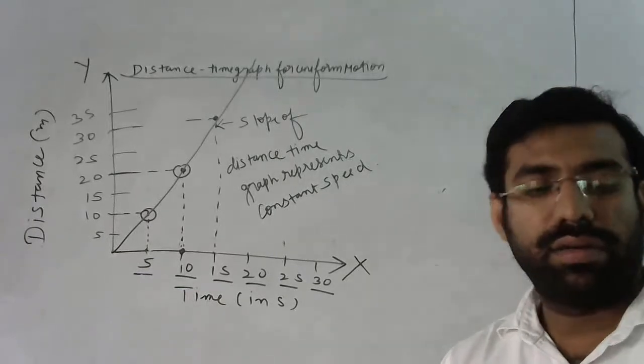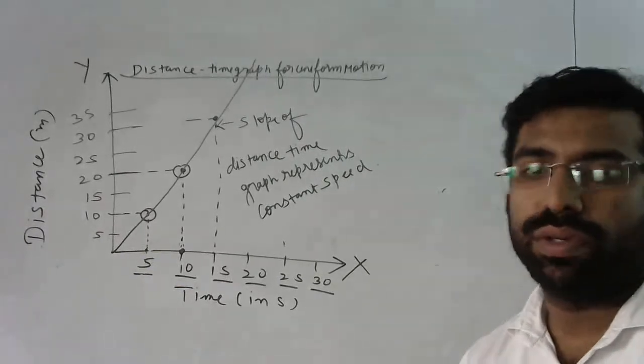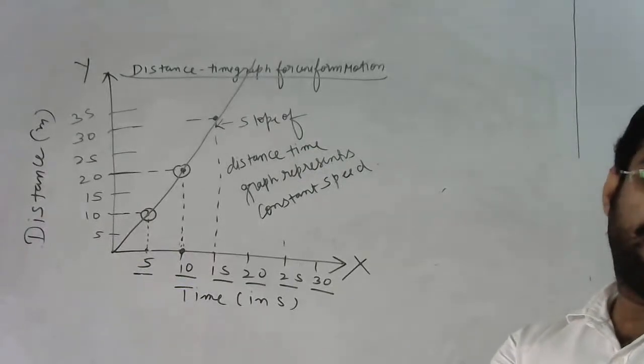Then give the heading distance time graph for uniform motion and write it down. All of you write it down.